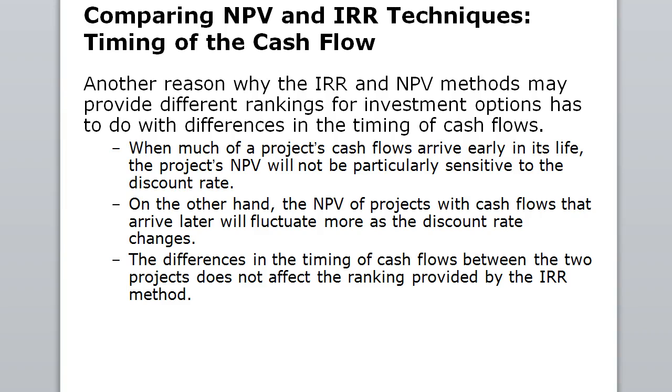When much of the project's cash flows arrive early, the project's net present value will not be particularly sensitive to the discount rate, because it has fewer years to discount. On the other hand, for net present value projects where more of the cash flow arrives later, it will fluctuate more because there's more discounting. The difference in the timing of the cash flows between the two projects does not affect the ranking provided by the internal rate of return method.